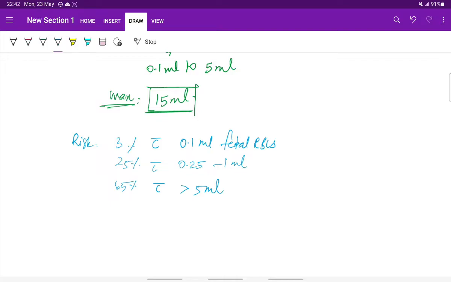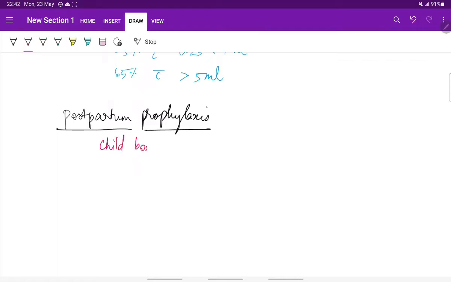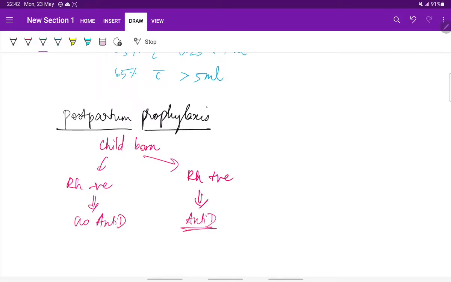And the next factor is postpartum prophylaxis. As soon as the child is born, if the child is Rh negative, then no anti-D is administered to the mother, whereas if the child turns out to be Rh positive, then it is necessary to administer anti-D to the mother. Anti-D is administered in a dose of 300 micrograms within 48 to 72 hours of delivery. So, this is the postpartum prophylaxis.